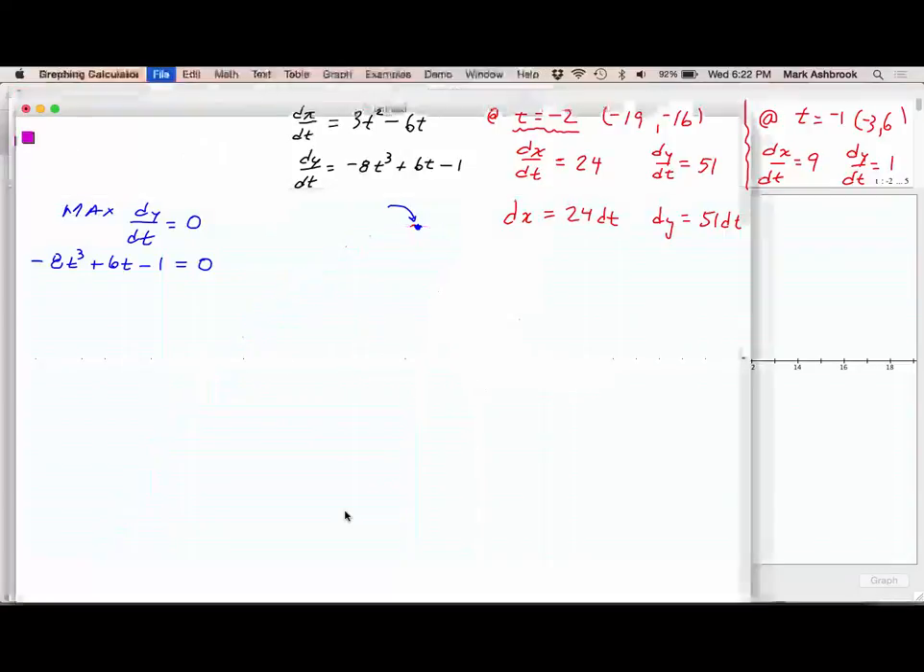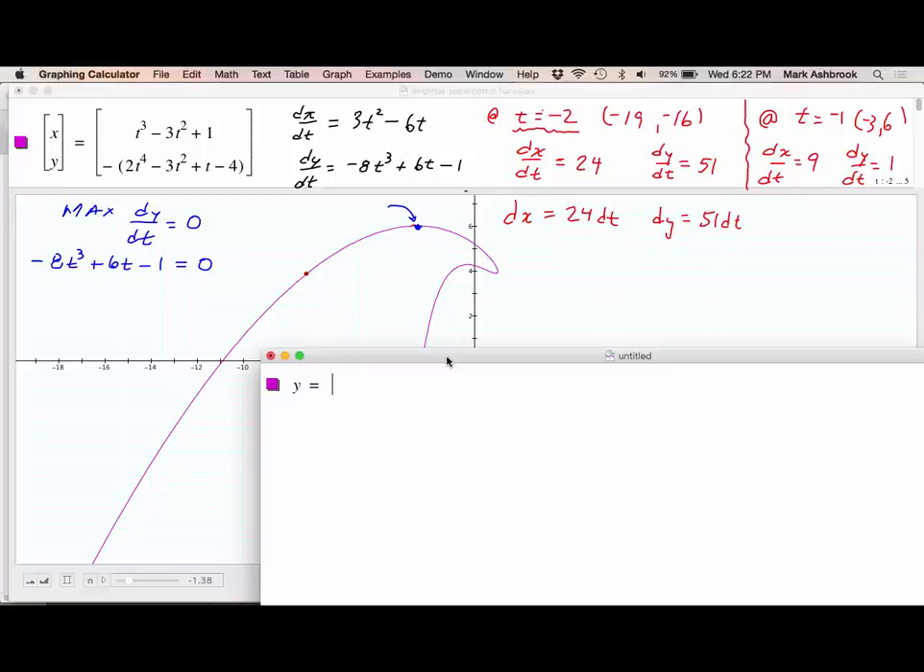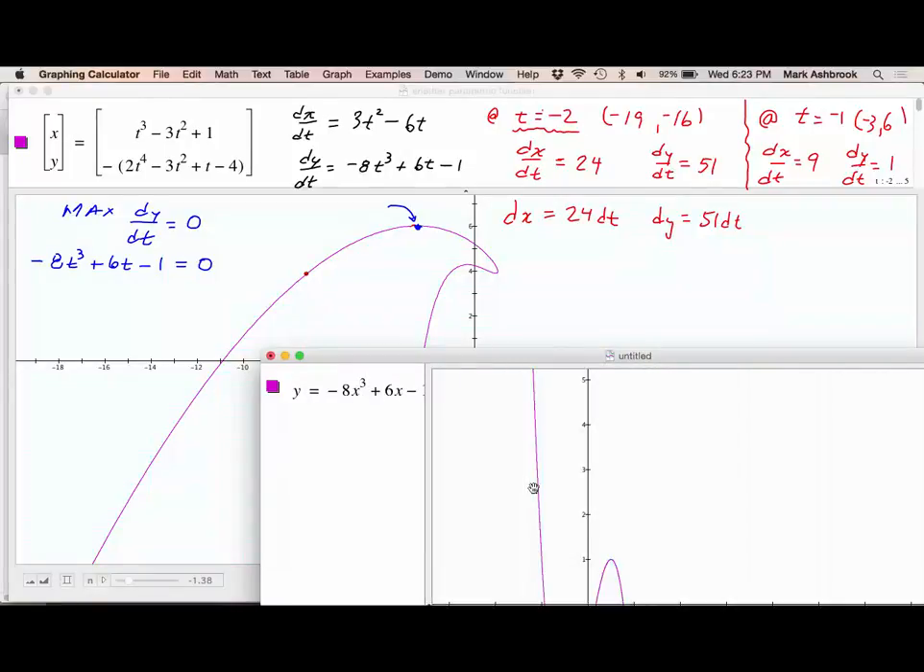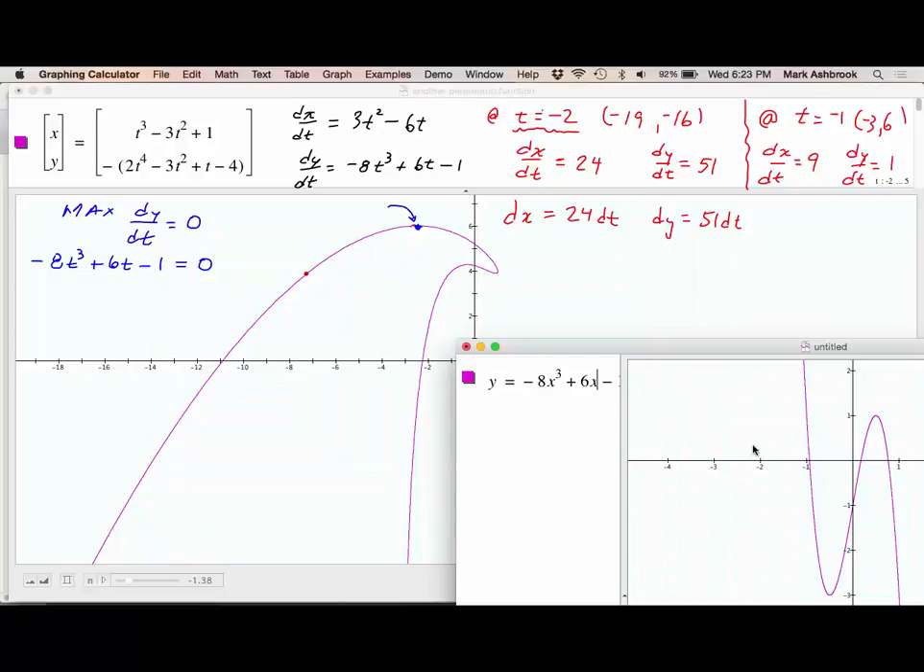I can open up a new thing here, and I could do y equals negative 8t cubed plus 6t minus 1. No, I want x. So what am I looking for here? I'm looking for where that's 0. I want that thing to be 0. It looks like there are 3 zeros here. Which is the one that we want? Where's the maximum? Close to.